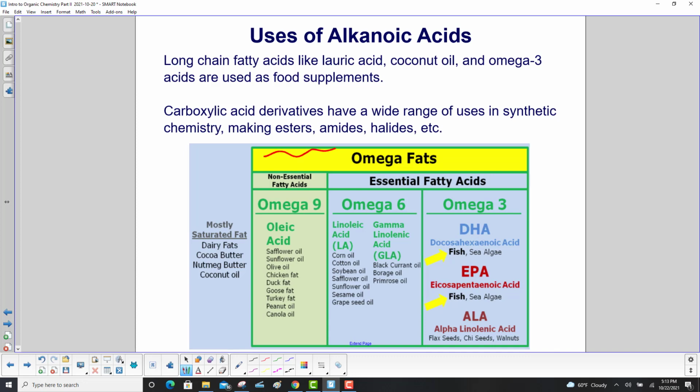So omega fats, I think they generally tell you those are pretty good for you, especially the omega-3 that comes from fish oil. Then here's omega-6, and here's omega-9. And this is like turkey fat, goose fat. That doesn't sound very healthy. And then here's your saturated fats over here.